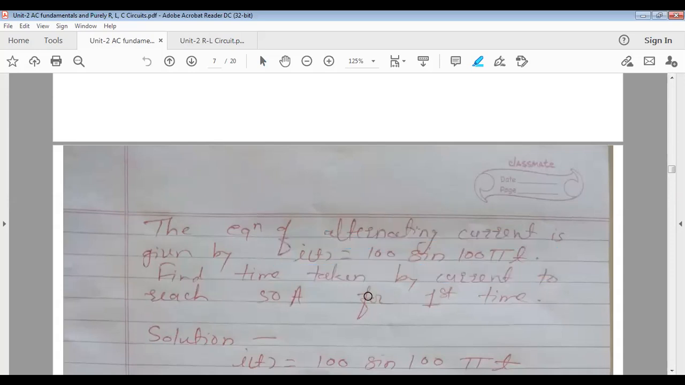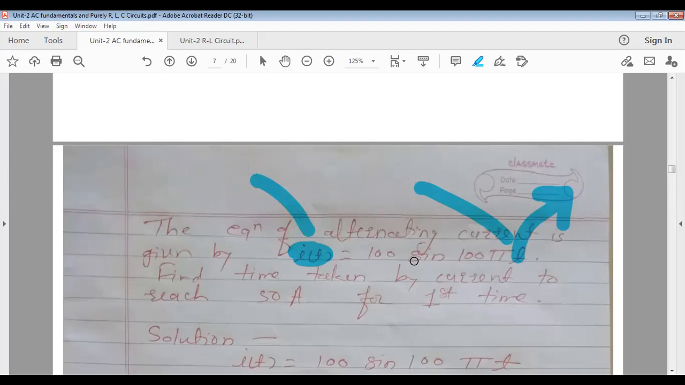Here you have been asked to calculate the time taken by the current to reach 50 ampere for the first time. When I of t is 50 ampere, what will be the time? Like this, for 1 mark, or reverse: t is given and you will be asked to find I of t. The same is the case for the instantaneous voltage equation also. If the sum is simple, then it is for 1 mark.